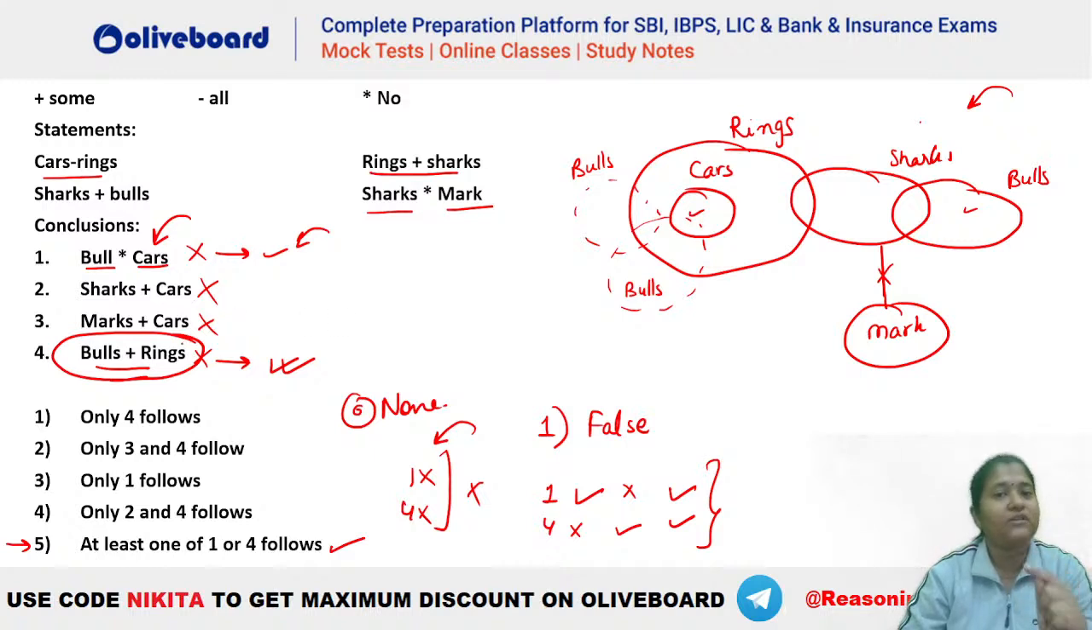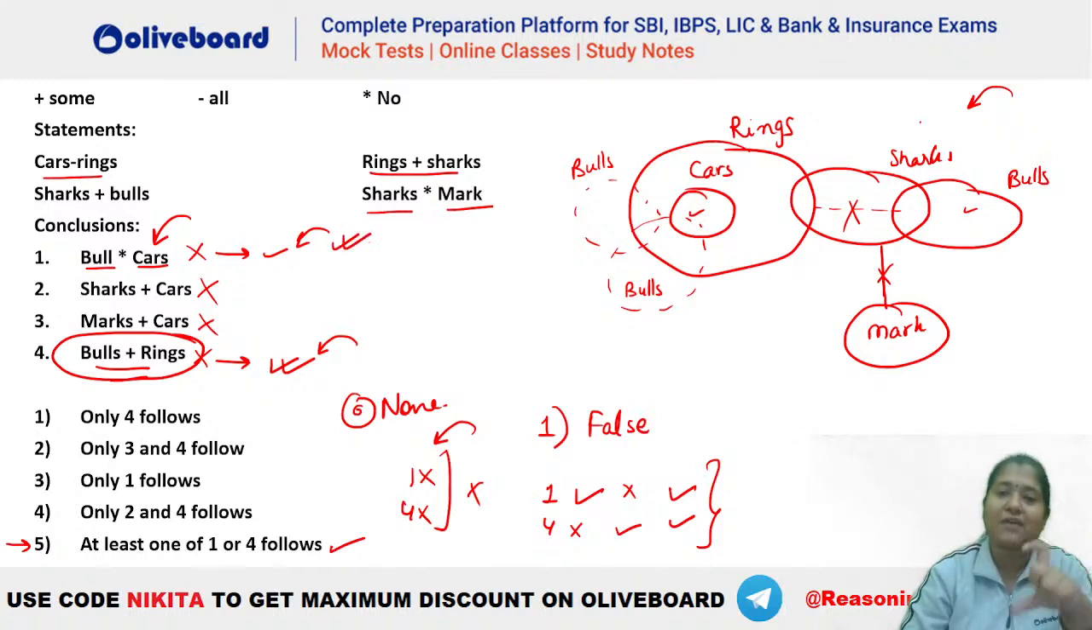Similarly, if you make the fourth false, what will happen? Some bulls are ring is false. What is the opposite of some? That is no. So if some is false, that means no should be true. So no bulls should be ring. Then no cars are ring, no cars are bulls. That is true, right? Because if no rings are bulls, then no cars are bulls automatically. So when you make this one false, this automatically becomes true.